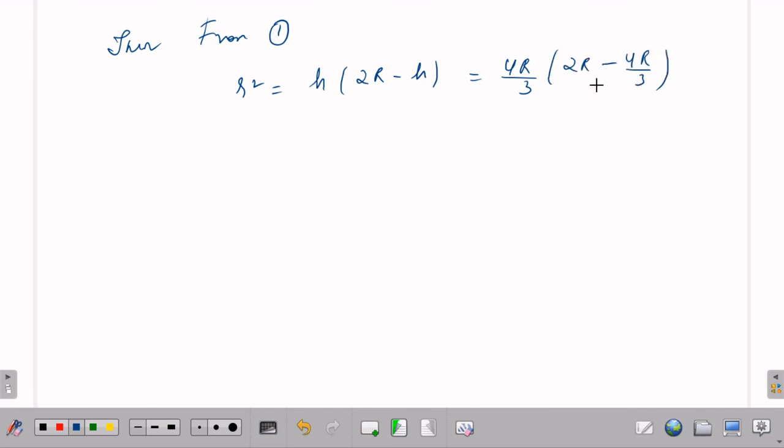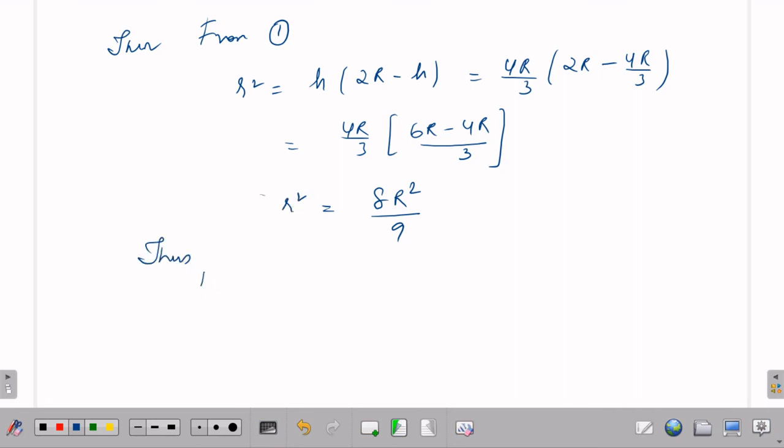Clear? So let me just write down whatever is given over here then from 1. From 1, I got your r squared to be nothing more than h and then 2r minus h. I got the value for h, which would be 4r by 3 and then 2r minus 4r by 3. So once I solve this one, I will get here 4r by 3 and then this will be 6r minus 4r by 3. So in short, I'll get the answer 8r squared by 9. So remember, the value for r squared, I got it to be 8r squared by 9.